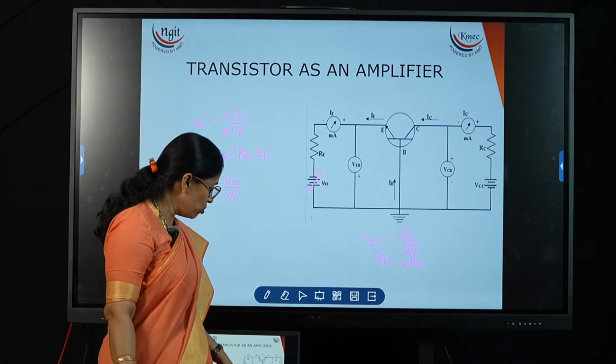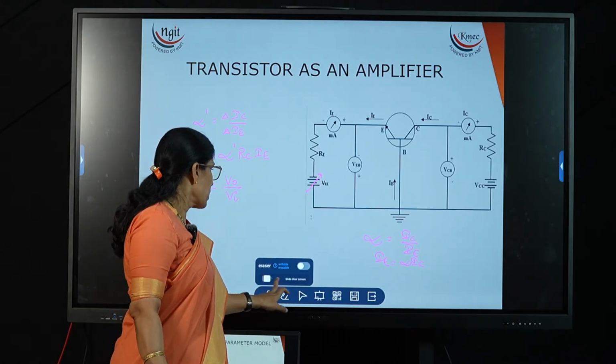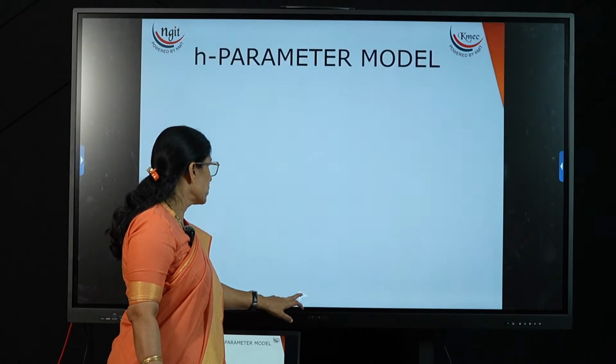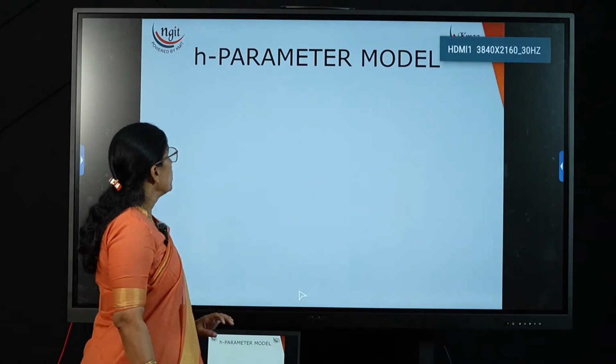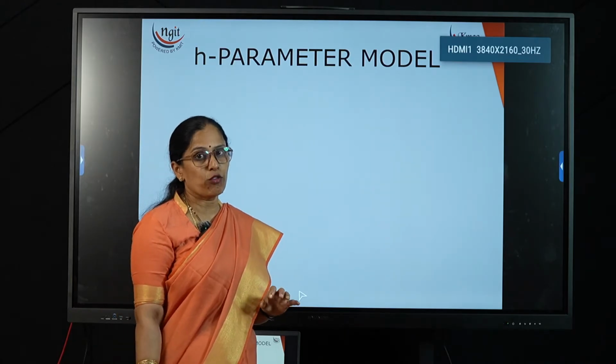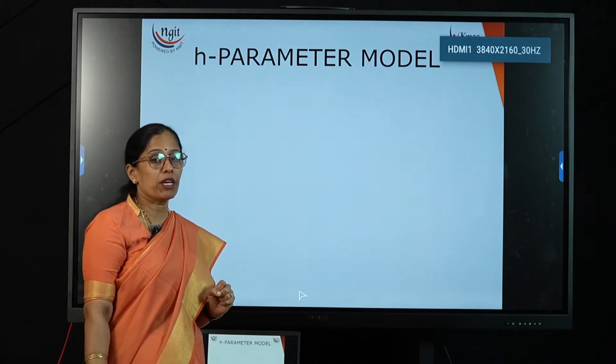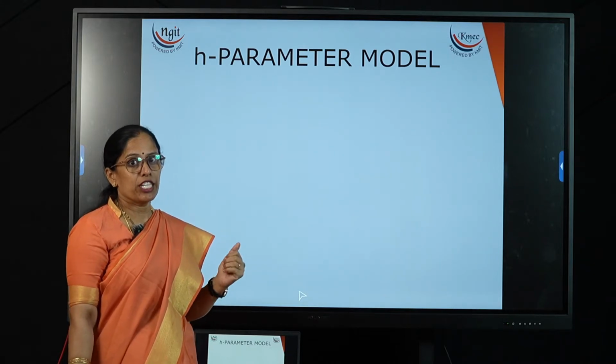Now we see how to draw the H parameter model for the transistor. Why the name H parameter model? Here we are going to calculate 4 parameters, and all those 4 parameters do not have the same dimensions. That's why the name is H parameter model.